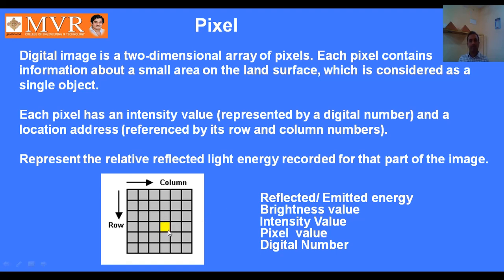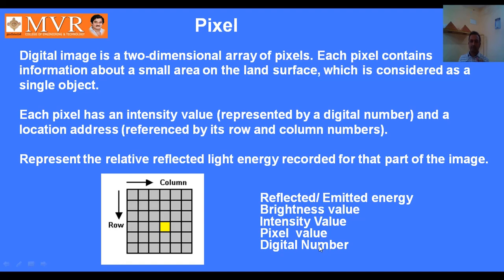This pixel has x and y axes, a two-dimensional pixel. This pixel has a brightness value, an intensity value. Whenever the radiation is recorded in the x and y direction, then the pixel is formed. This pixel shows a bright value or a dark value. That brightness value indicates the intensity value. So, the pixel shows the intensity value. That pixel value gives the digital number.